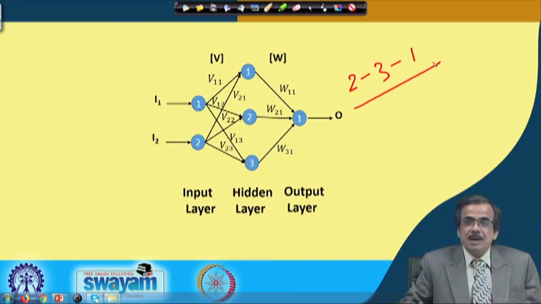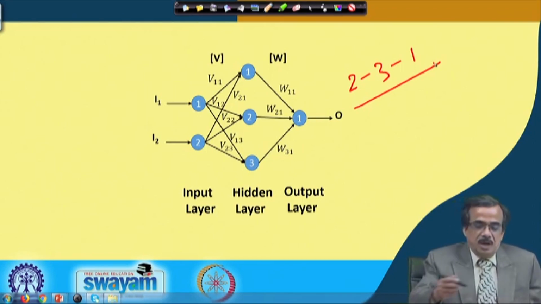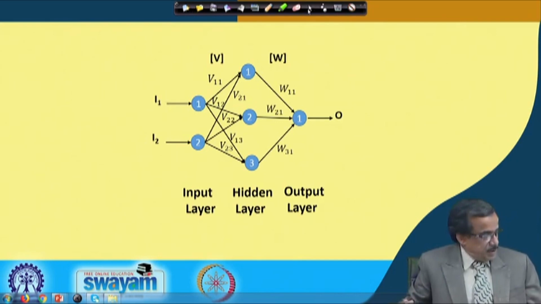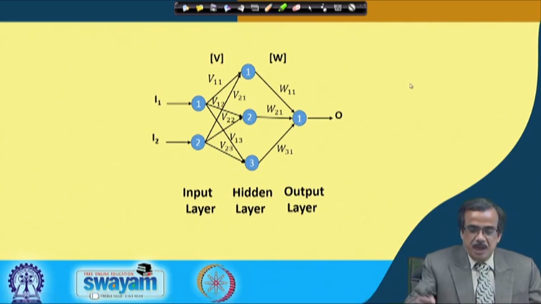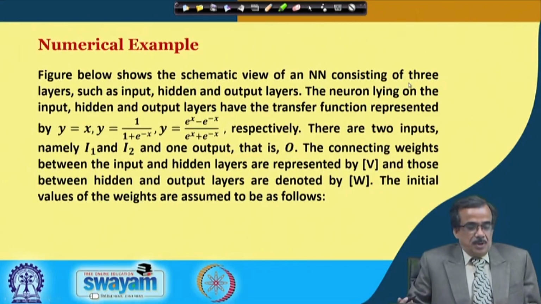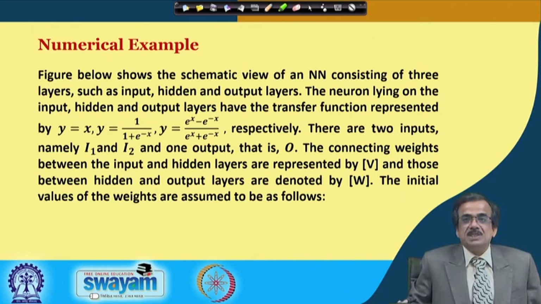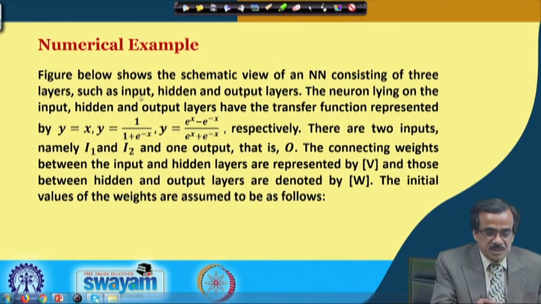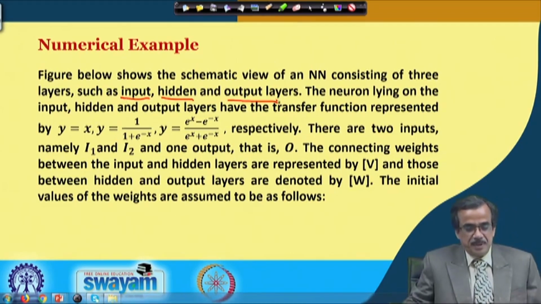And now, I am going to give the statement of the problem. Now, we will see that. This is the schematic view of this multi-layered feed forward network, and it consists of 3 layers: the input layer, hidden layer and the output layer.